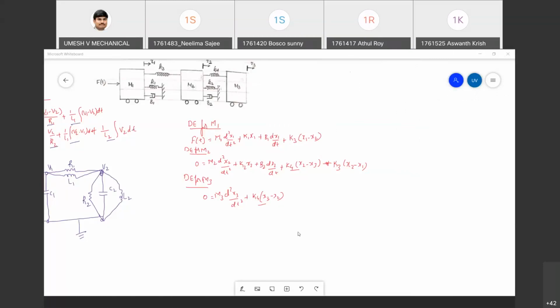Force voltage and force current circuit. I told you guys to write the equivalent equation. How many have completed? Say yes or no in the chat box. Those who completed, say yes in the chat box.